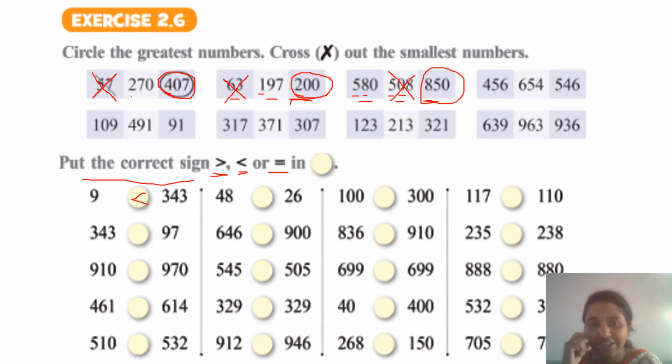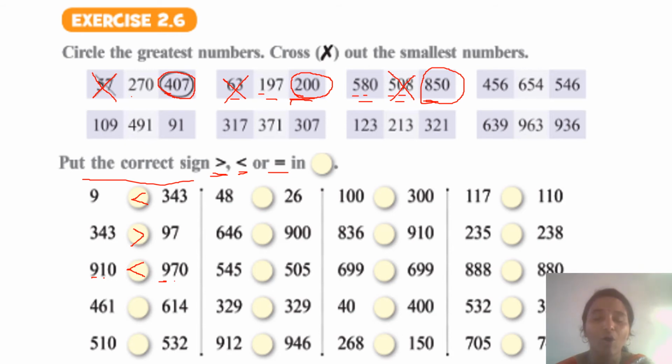Next, 343 and 97. Which is the bigger one? 343, right? What it will do? It will shoot 97 like this. So the tip is coming this side, so I am writing like this. Next sum, 910 and 970. Here both have 9 in hundreds place, so you have to move to tens place. 1 and 7. Which one is greater? 7, right? 970 is greater than 910. So 970 will shoot the 910, so I am keeping an arrow like this.